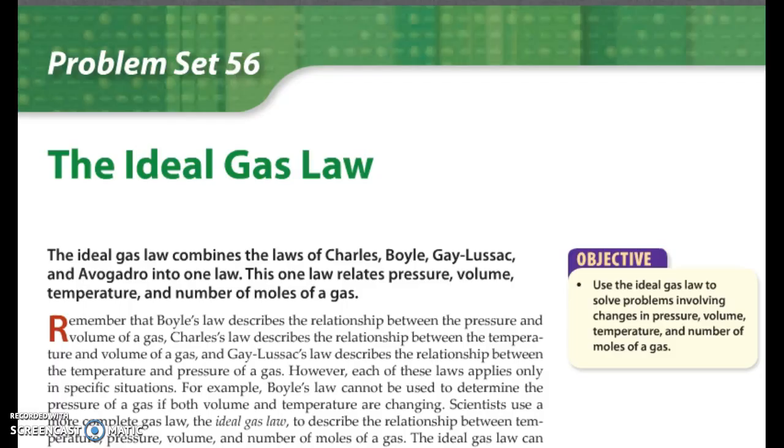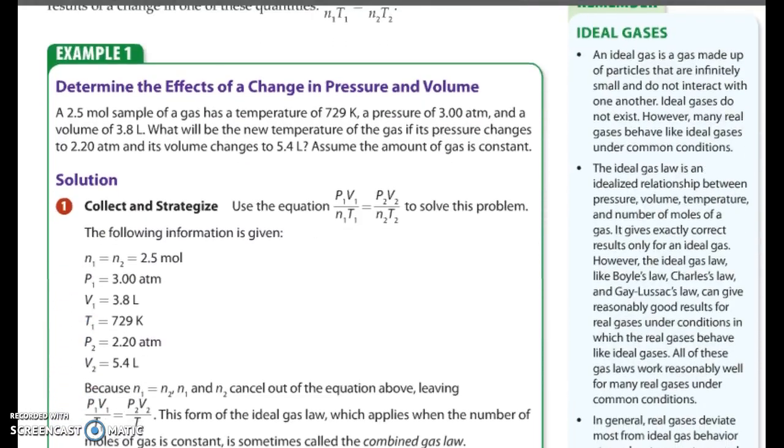All right, let's go back and check our remembers. Remember, an ideal gas is a gas made up of particles that are infinitely small and do not interact with one another. Ideal gases do not exist. However, many real gases behave like ideal gases under common conditions. So we can pretend they're ideal, basically, because we are not working at absolute zero or crazy high pressures. The ideal gas law is an idealized relationship between pressure, volume, temperature, and number of moles of a gas. It gives exactly correct results only for an ideal gas.